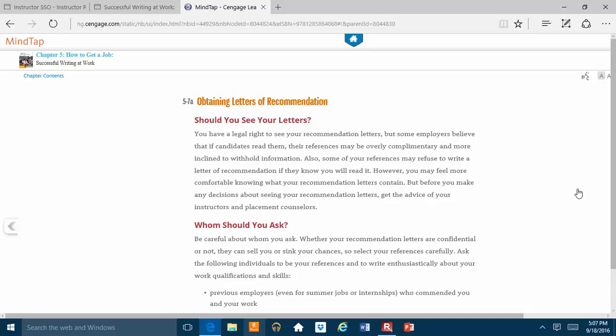If it's someone that you have had a negative relationship with or conflict with at any point in time, depending on the situation, you may want to rethink asking that person for a letter of recommendation.